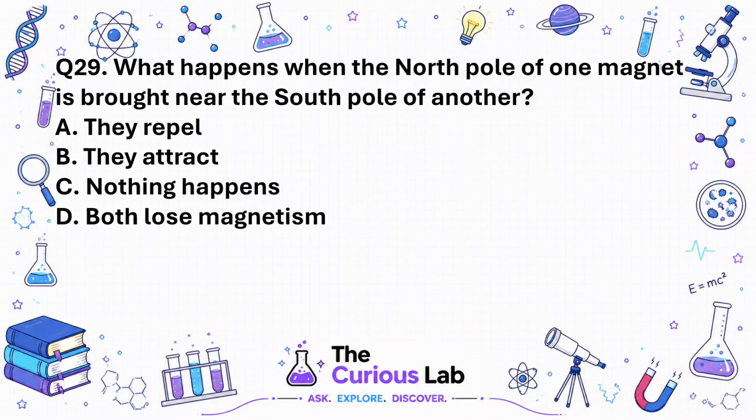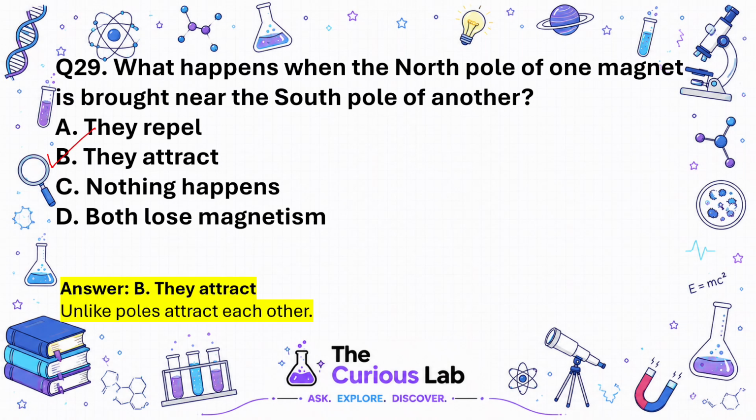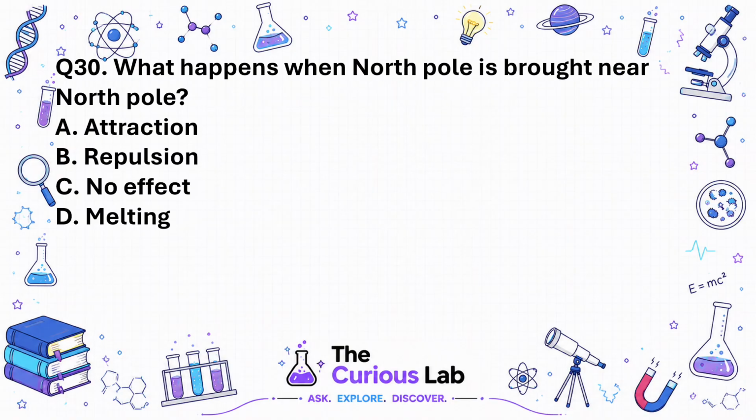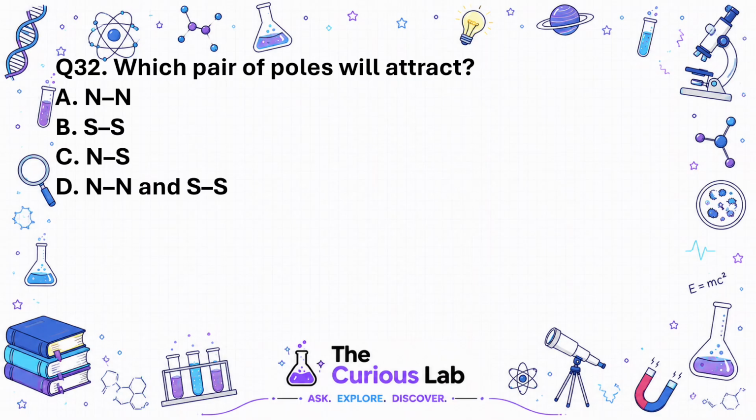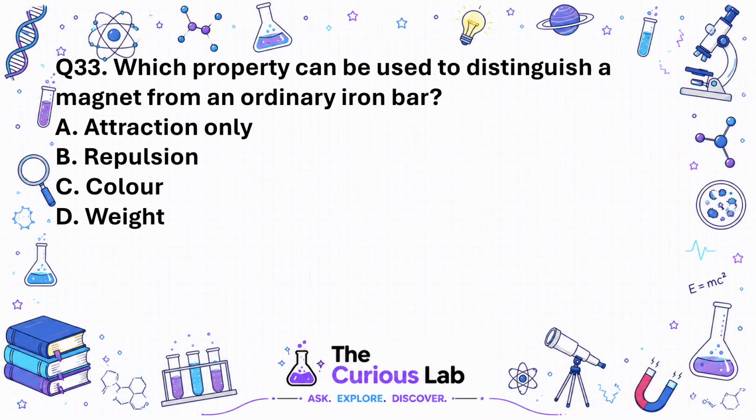What happens when north pole of one magnet is brought near the south pole of another? We know that these are unlike poles. North pole and south pole, they are going to attract. When unlike poles come towards each other, they attract. And if it is like poles, they repel. What happens when north pole is brought near north pole? Now we have same pole, so there will be repulsion. South pole near south pole will result in repulsion. Which pair of poles will attract? North, south.